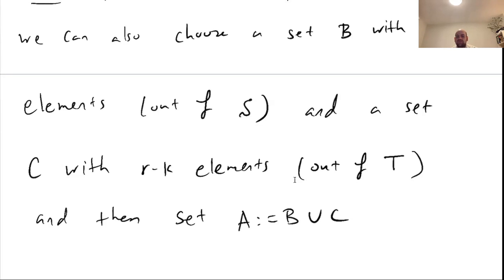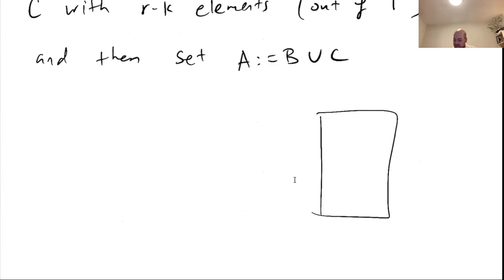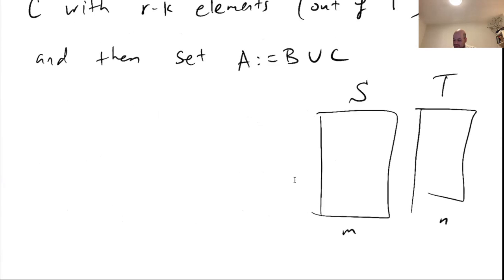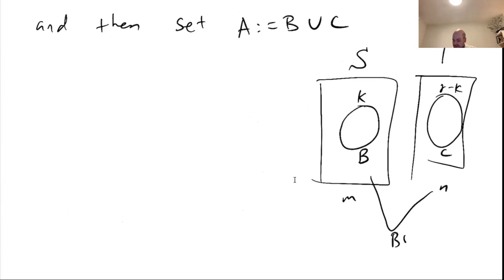Right? See, you have S here and T here, m elements here, and n elements here. So if I want to choose r elements from S union T, I can choose k elements here and r minus k elements here. So I'm calling this one B, and then C, and then B union C will contain r elements, which I'm calling A.